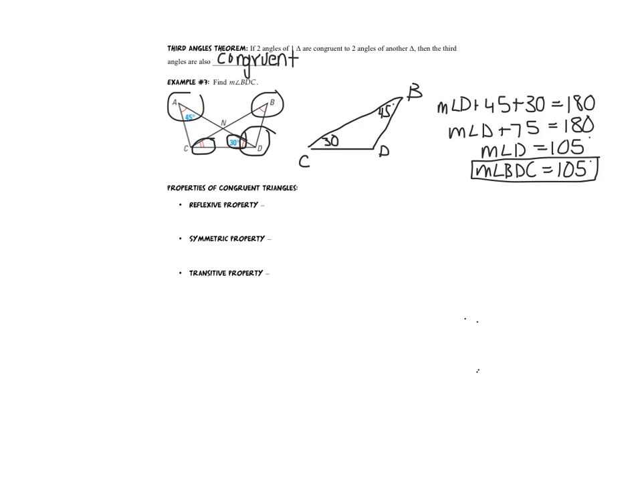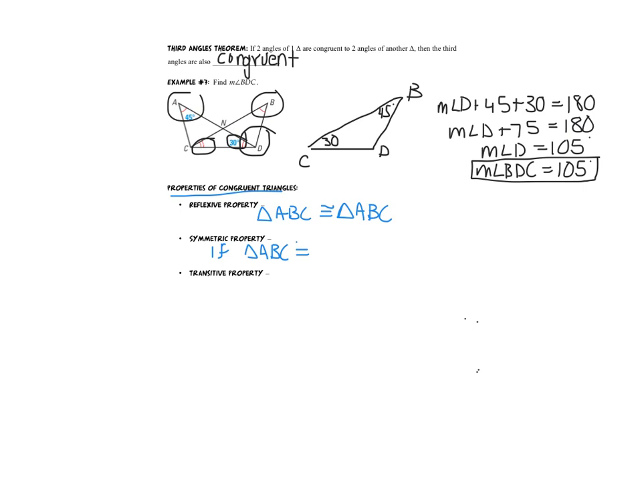The reflexive property, so if we're talking about properties of congruent triangles, reflexive property would be triangle ABC is congruent to triangle ABC. It's like a reflection. What you see in the mirror is you. It doesn't become somebody else. It's reflexive property.